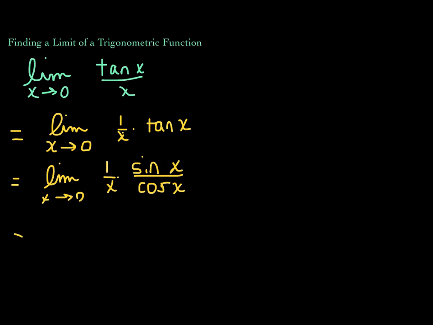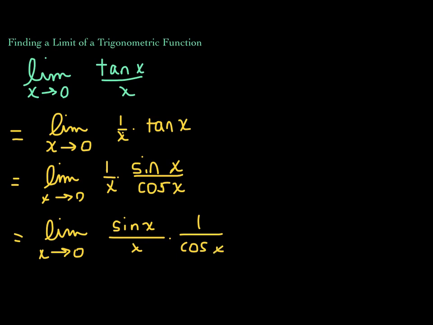And then we can rewrite this even. We can say that this is equivalent to the limit, of course, as x approaches 0 of, now let's rewrite this as sine of x over x times 1 over cosine of x. Do you see what we're doing here? We're manipulating the argument so that we have something that we can work with.